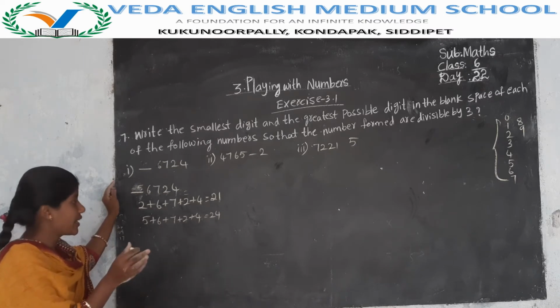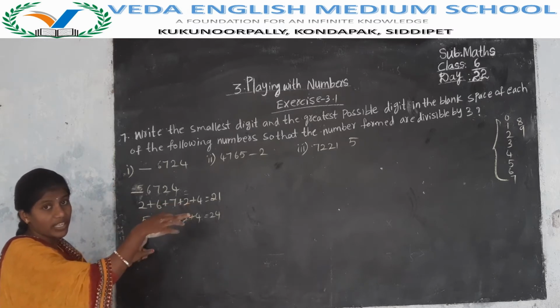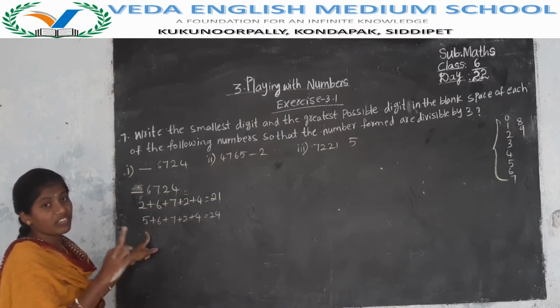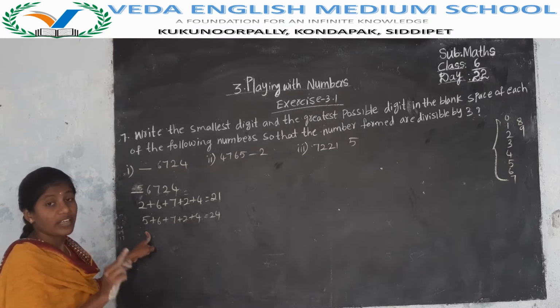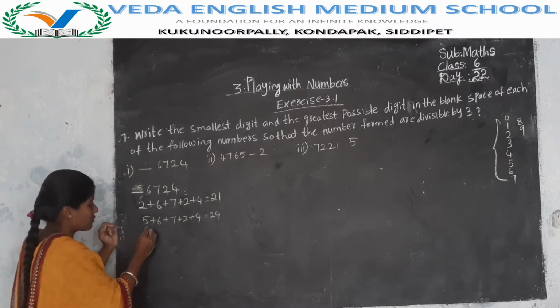They asked for the smaller number and the greater number. Here there are also numbers greater than 5, right? So for each and every digit you will try up to 9. You have to try up to 9. After 5, what is the next number we have to take?